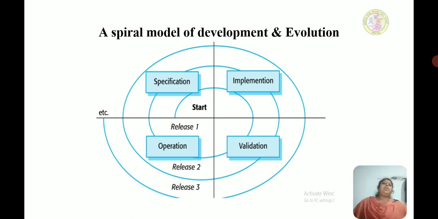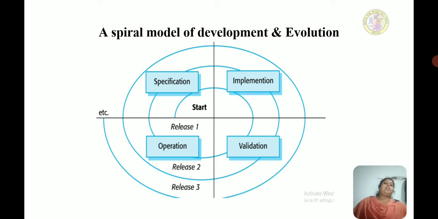For this, we come to discussing the spiral model of development and evolution, and how it can be specified. In the spiral model, it has to start with the specification, then move to the model, and after designing the model, it has to be tested, and finally it has to be enhanced.